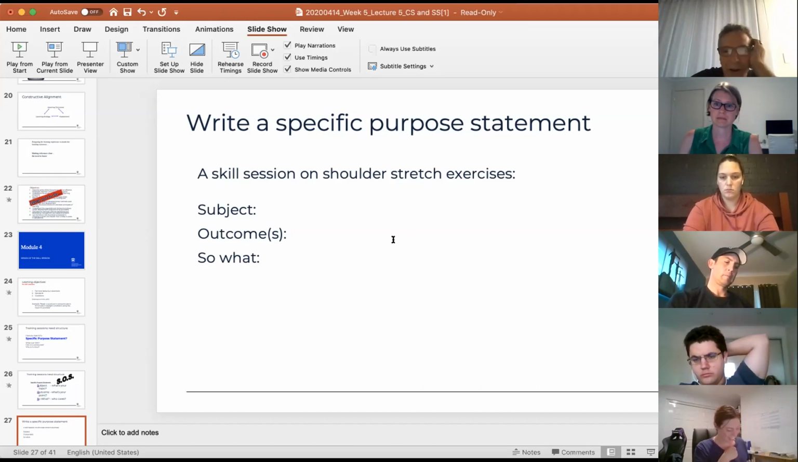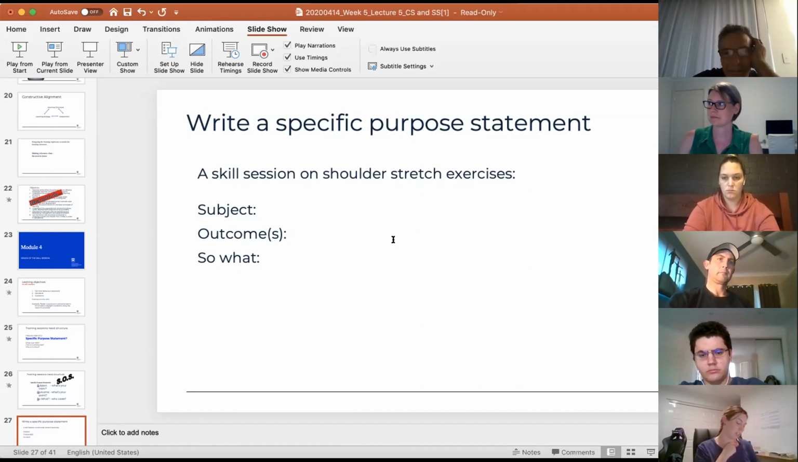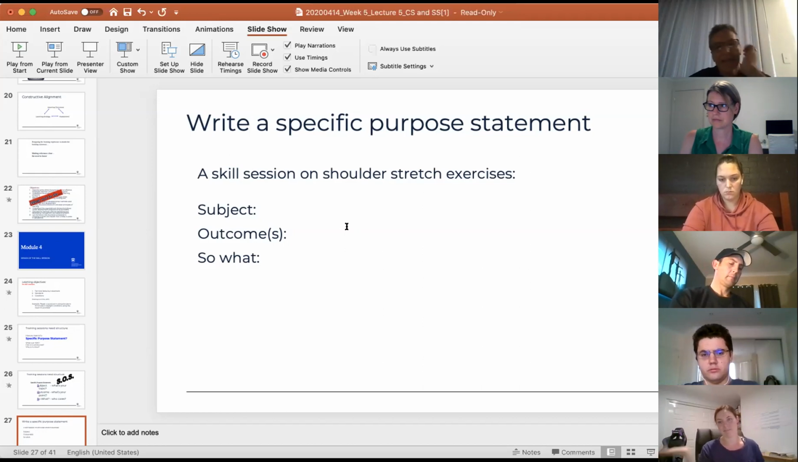The subject is how to stretch your shoulder, how to stretch a muscle. And the outcome would be how to perform this stretch effectively and safely. And then the so what would be, if you have muscle tension in your shoulder, it can lead to pain or worse things. So therefore stretching it out would minimize the chance of that happening. Yeah, good.